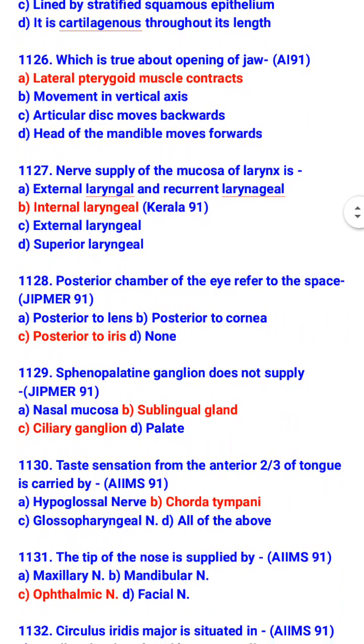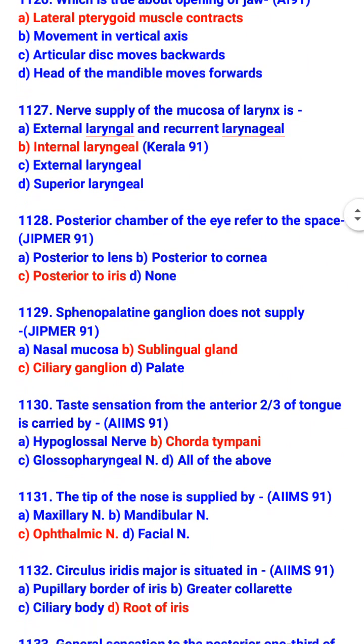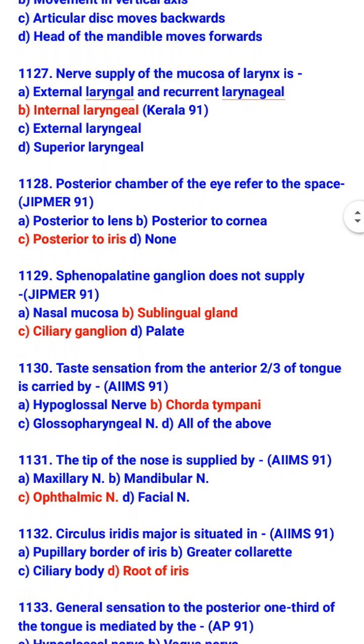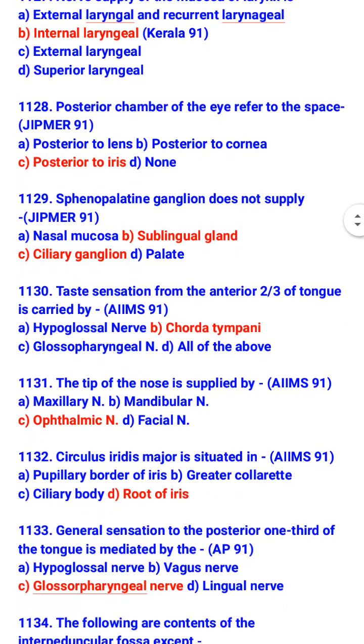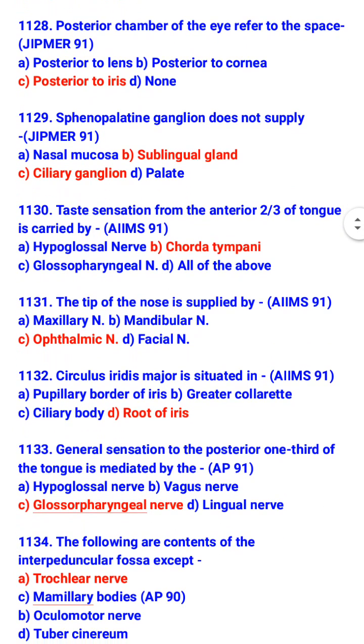Posterior chamber of the eye refers to the space posterior to iris. Sphenopalatine ganglion does not supply sublingual gland and ciliary ganglion. So sphenopalatine ganglion supplies nasal mucosa and palate. Taste sensation from the anterior two-thirds of tongue is carried by chorda tympani. The tip of the nose is supplied by ophthalmic nerve.